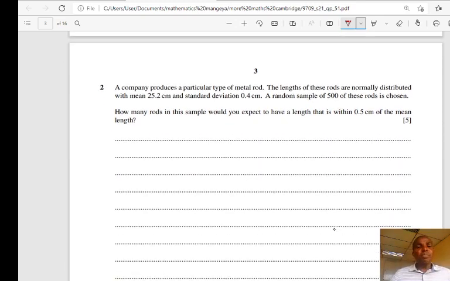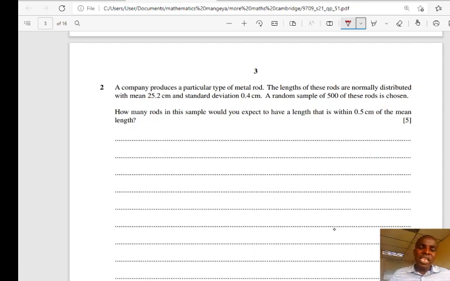A company produces a particular type of metal rod. The lengths of these rods are normally distributed with mean 25.2 centimeters and standard deviation 0.4 centimeters. A random sample of 500 of these rods is chosen. How many rods in this sample would you expect to have a length that is within 0.5 centimeters of the mean length?